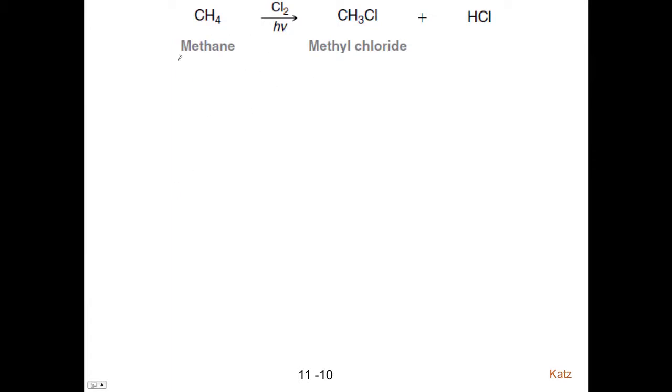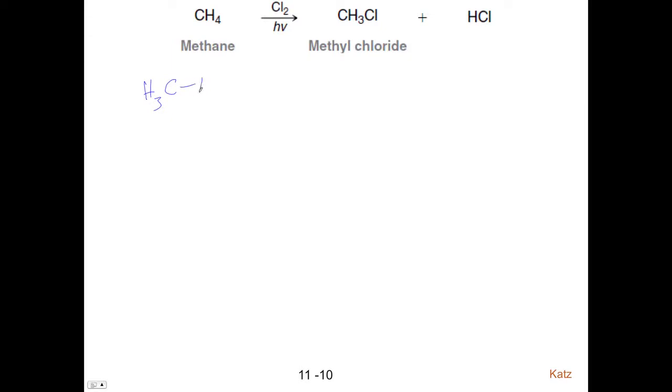So let's just do this. Methane plus Cl2 and h nu. h nu is a photon, a packet of energy. It will give you methyl chloride and hydrochloric acid. Let's go over how we make this, and let me show you the significance of why this is so wonderful for you. Up until this point, you have never done any chemistry on an alkane. That's why it's so wonderful for you at this point.